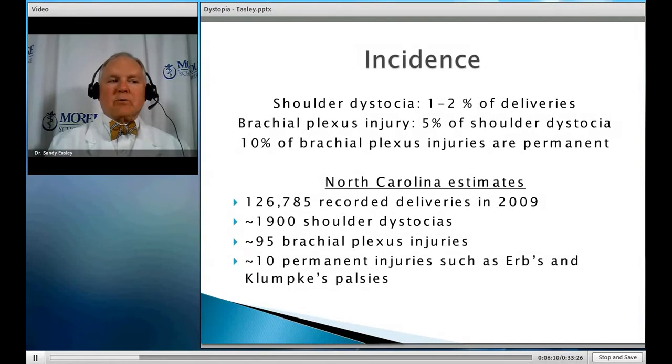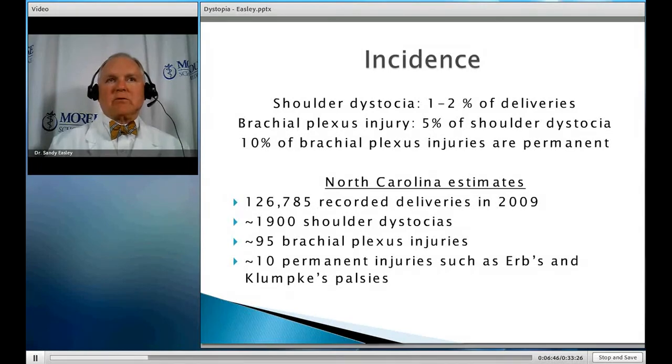Translated into numbers, in North Carolina, for example, where there were 127,000 deliveries in 2009, in Georgia there were about 140,000 in the same year. We would expect about 1,900 shoulder dystocias to occur. Using a 10% risk of brachial plexus injury rather than 5%, one would expect about 190 brachial plexus injuries.